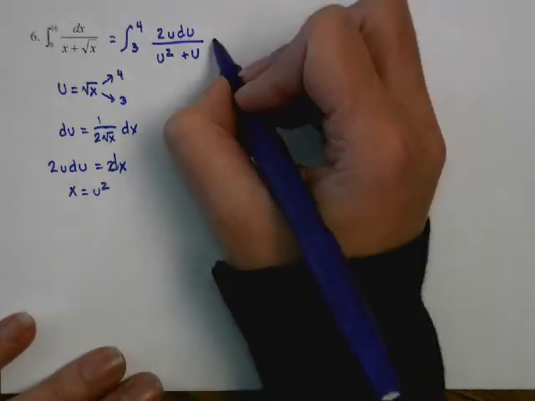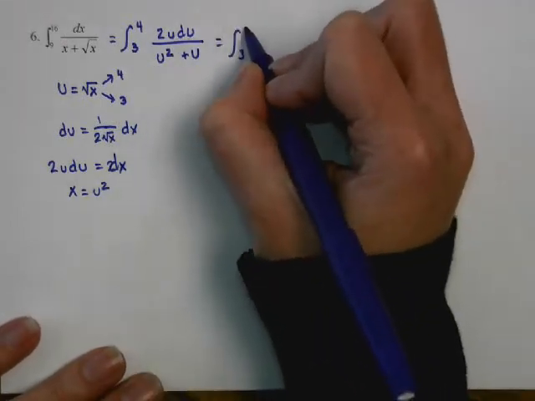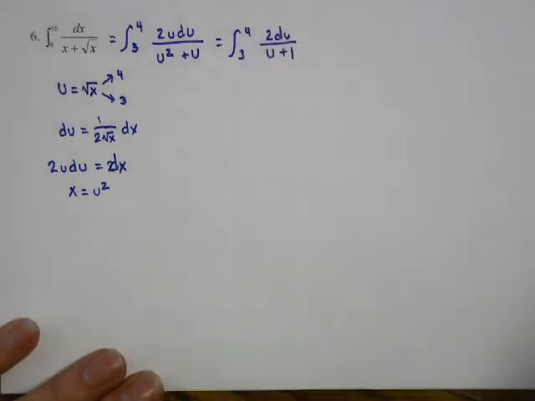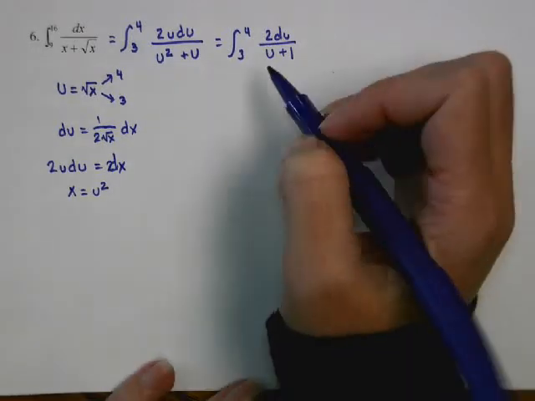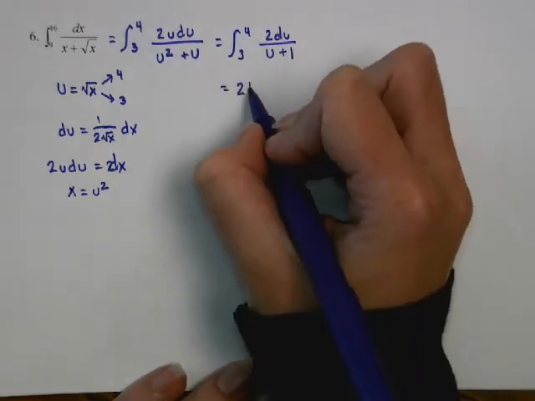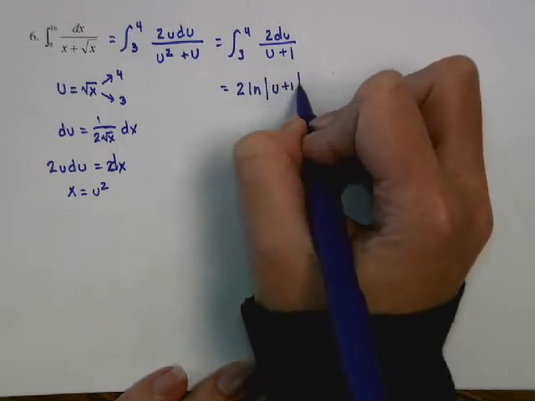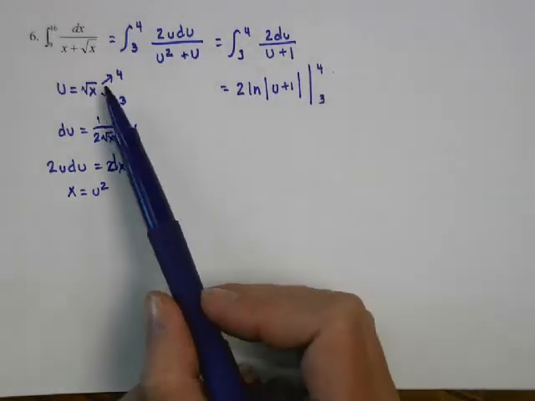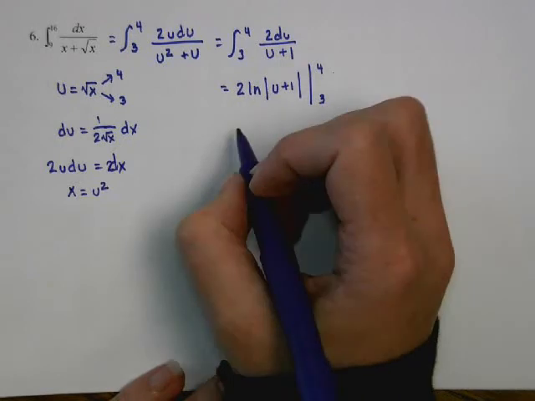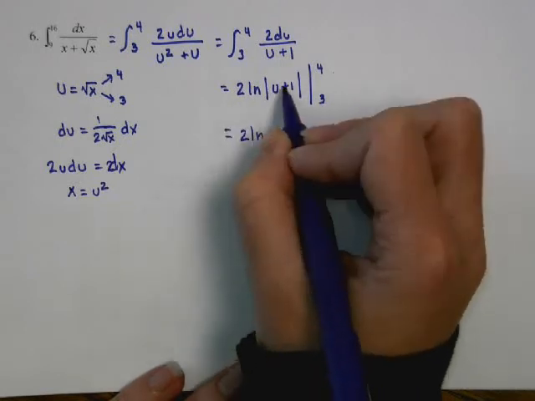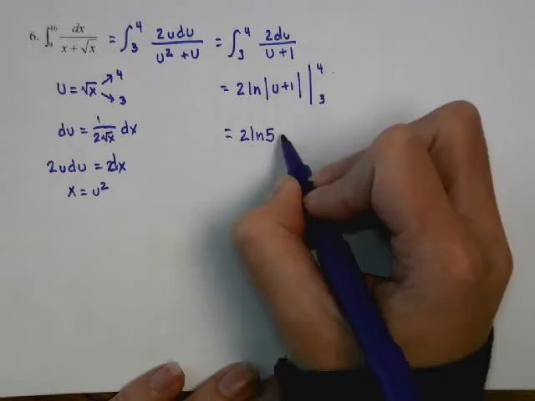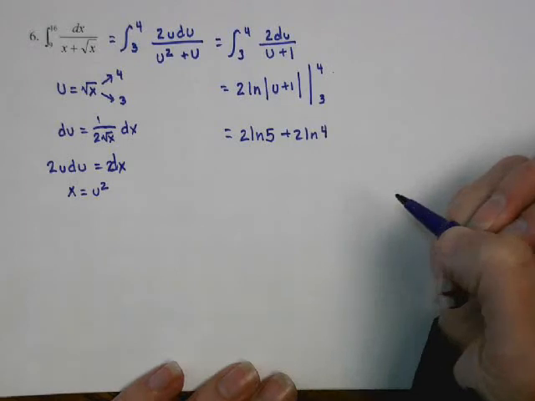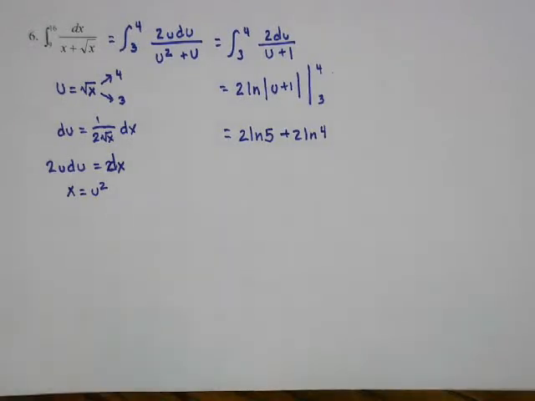Well, I have a u in all three of these, so I can divide that out. So we'll have 2 du over u plus 1. Okay, so that's going to be a natural log. So this is going to be 2 natural log u plus 1. This one we're evaluating from 3 to 4, so I don't have to replace back in because we dealt with that from the beginning. So this is going to be 2 ln 4 plus 1 is 5, minus 2 ln 3 plus 1 is 4. And I don't need the absolute value because those are positive numbers.